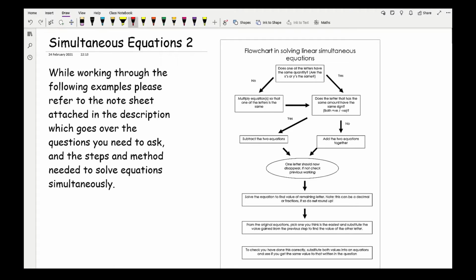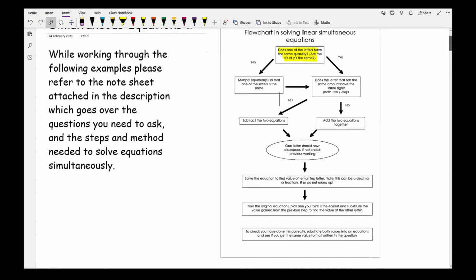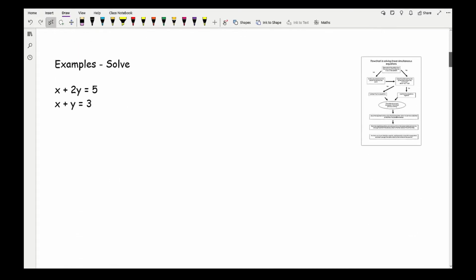In terms of how the flow diagram works, all you need to do is ask yourself, and this will be the very first question, does one of the letters have the same quantity? Are the x's and the y's the same? And obviously, yes or no, you just answer the questions, and then it should tell you what you need to do to move forward and work to the final answer. We'll be referring to this flow diagram for each question, so if there is anything you're not sure about, just continue watching and I'll try to explain it as we go through them. So let's have a look at the very first question.